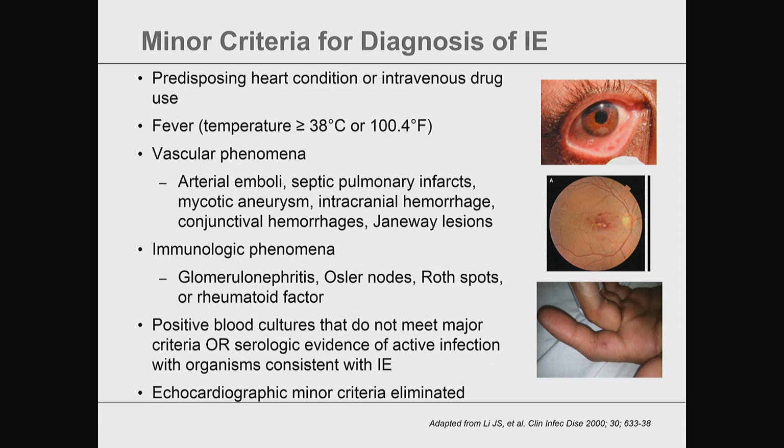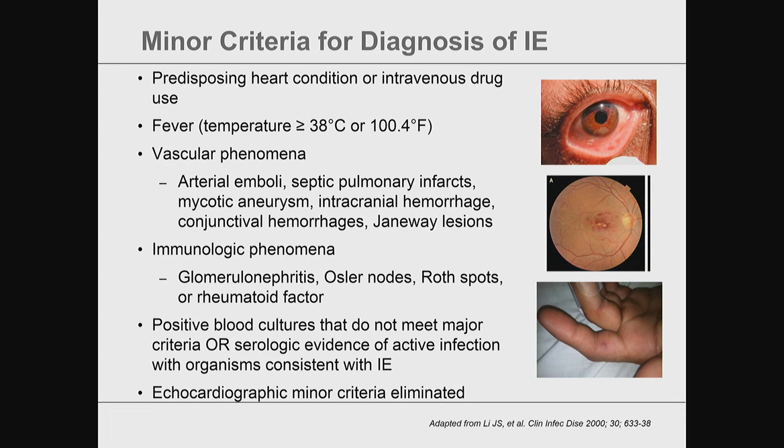Well, what about the minor criteria for the diagnosis of endocarditis? 1 is a predisposing heart condition or history of intravenous drug use. A fever, and that is defined by a temperature greater than 38 degrees Celsius or 100.4 degrees Fahrenheit. Vascular phenomenon, either arterial emboli, septic pulmonary infarcts, mycotic aneurysm, intracranial hemorrhage, conjunctival hemorrhages, which is what's seen in that top photo, or Janeway lesions. Or evidence of immunologic phenomena, and that's either glomerulonephritis, Osler's nodes, which is the third photo, Roth spots, which is that middle photo, or rheumatoid factor.